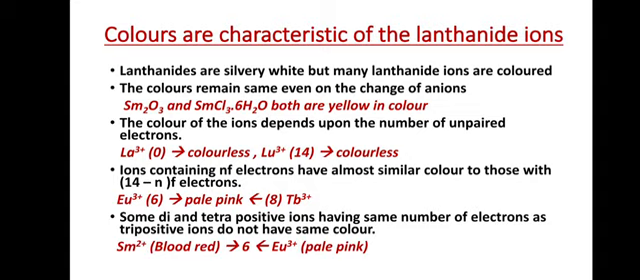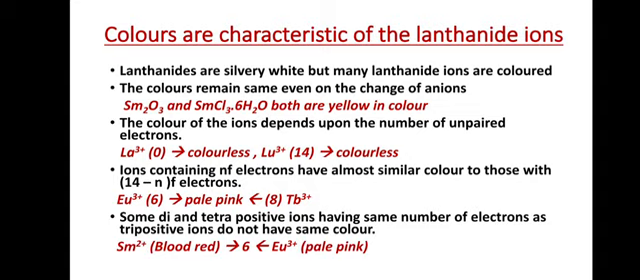After that, the next thing you can consider with respect to the colors of the lanthanide ions is that the colors of the ions depend upon the number of unpaired electrons, and that's very true. If you observe here, lanthanum 3 plus, just try to find out its electronic configuration. You can find that the number of 4f electrons is 0. Similarly, in the case of lutetium 3 plus, the number of 4f electrons is 14. So there are no unpaired electrons in both cases. As a result, these ions are colorless.